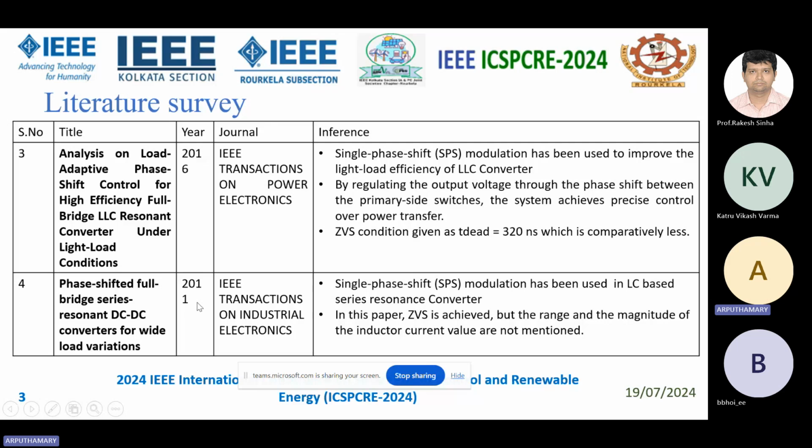The fourth one I have taken is the phase shifted series resonant converter. Here also the primary side will have the resonant component. The secondary side will not have the resonant component. So the soft switching range is very, very less when compared to the proposed one.